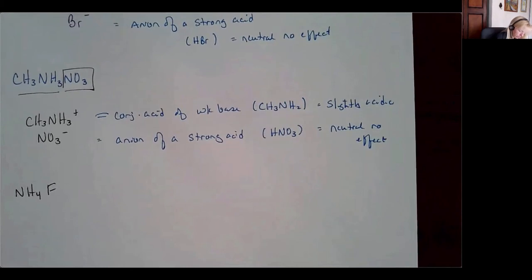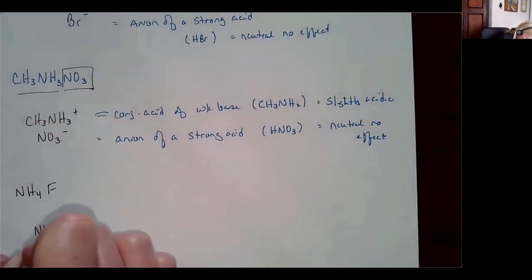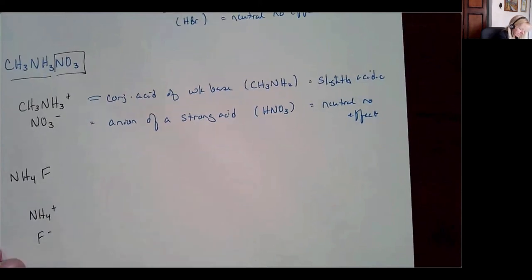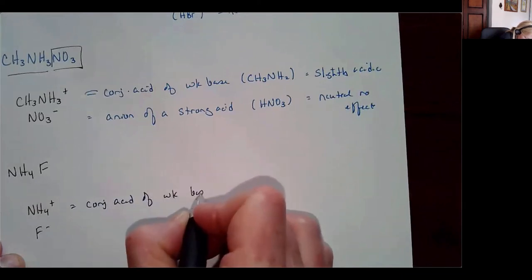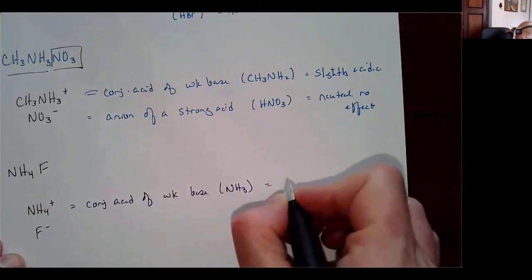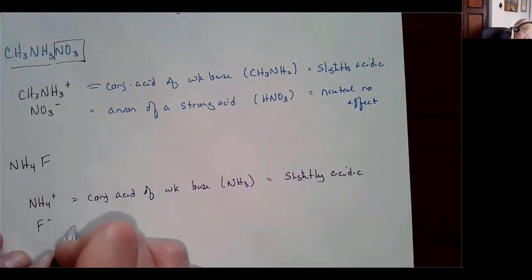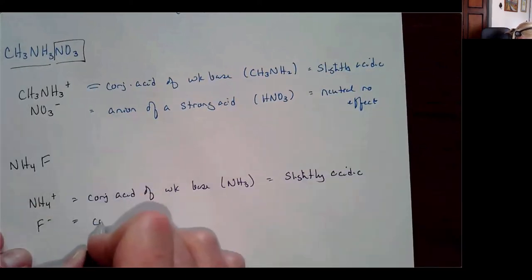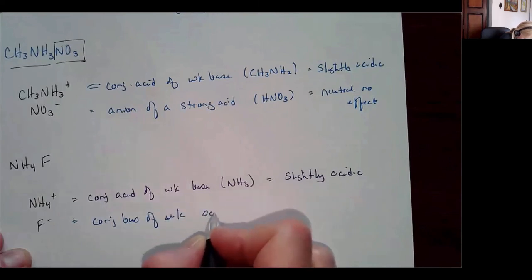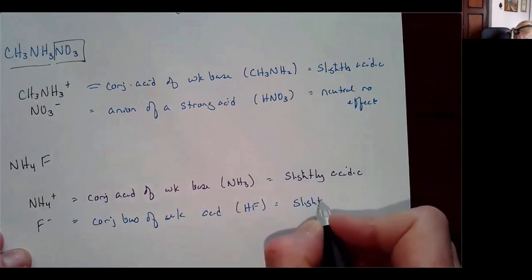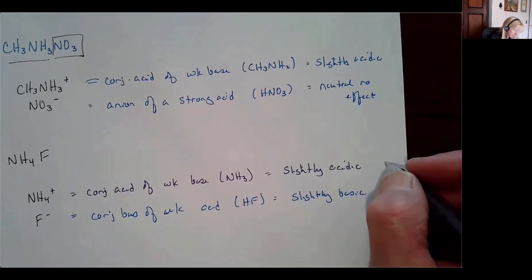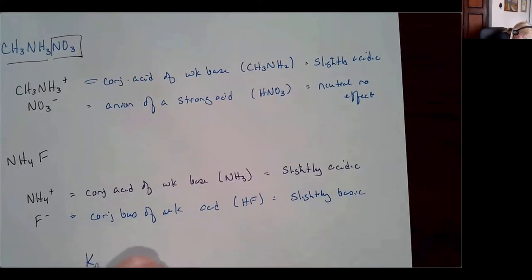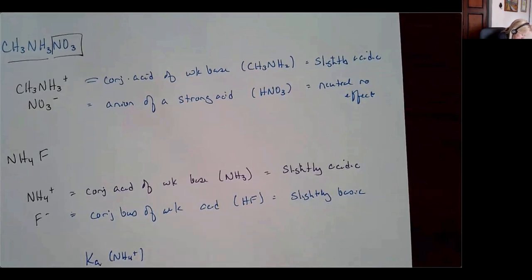NH4F, ammonium fluoride. So my ions here are NH4 plus and F minus. And so NH4 plus is the conjugate acid of a weak base. That weak base is NH3, so that's going to be slightly acidic. My F minus, this is the conjugate base of a weak acid, HF, so that's going to be slightly basic. I'm going to look at my K values here to see which one is going to be bigger. If I want to calculate it, I would do my Ka for NH4 plus and my Kb for F minus and see which one is greater.